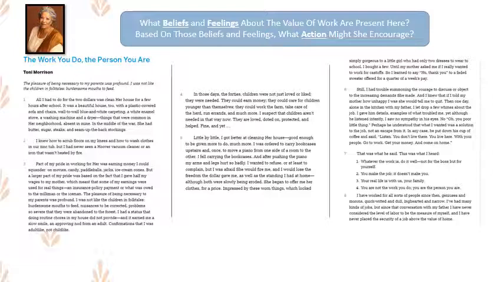So let's go back now and just look at a few details. We're looking for details that show us her beliefs and her feelings about the value of work. And we're also looking to see if we can figure out what action she's taking. So we're looking especially for those perspectives that we were talking about earlier. I found several. So the first one is this quote here: "I knew how to scrub floors on my knees and how to wash clothes in our zinc tub, but I had never seen a Hoover vacuum cleaner or an iron that wasn't heated by fire."